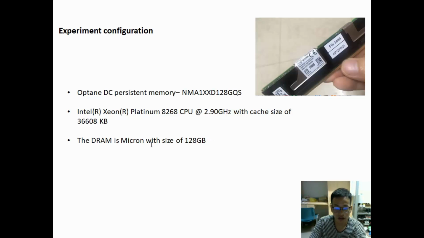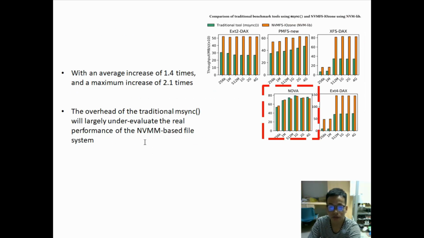In the following experiment configuration, the NVM is Optane DC persistent memory, the CPU is Intel, and the DRAM is Micron. We take IOzone to represent the traditional benchmark tools, and compare msync with the new NVM library.